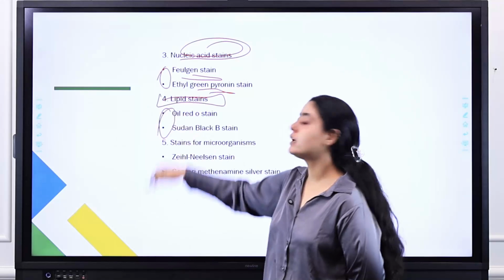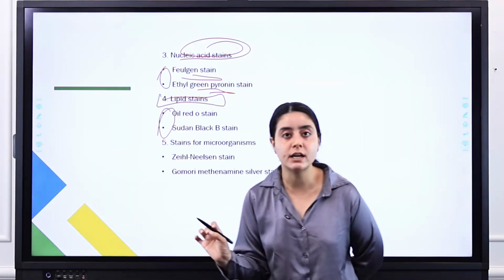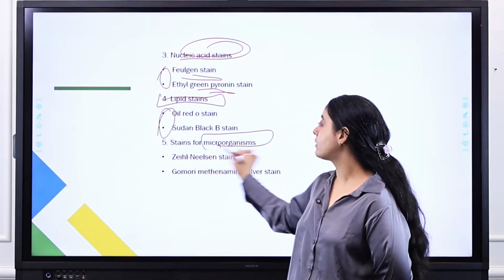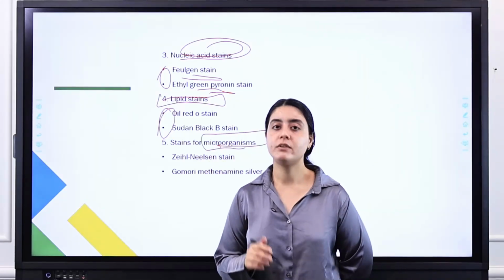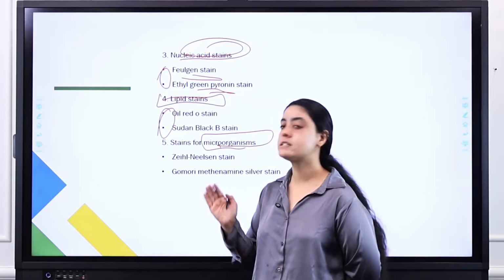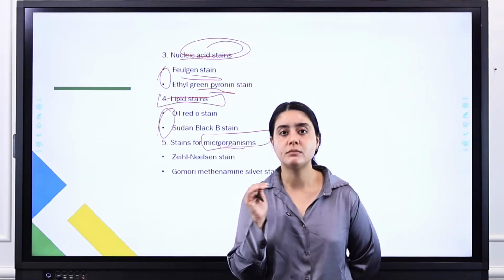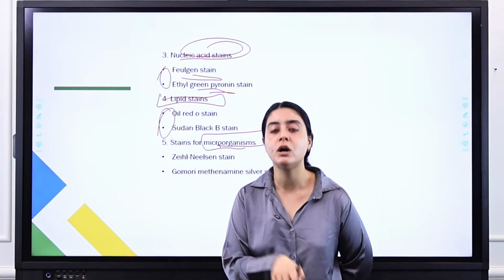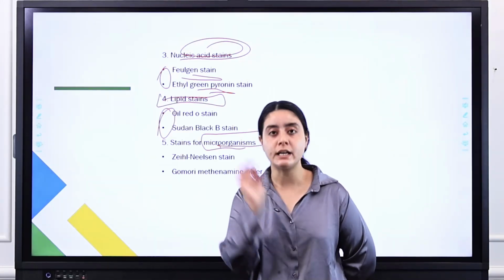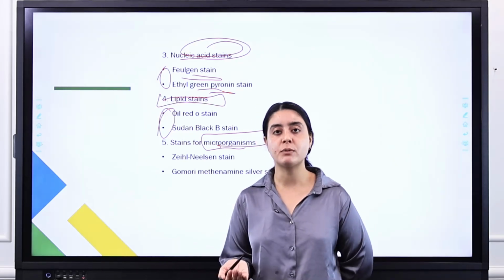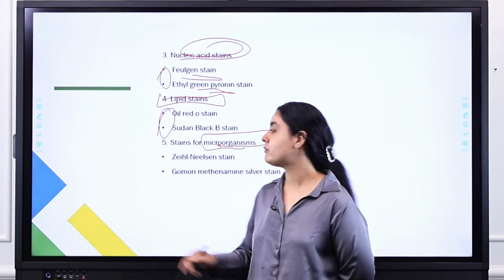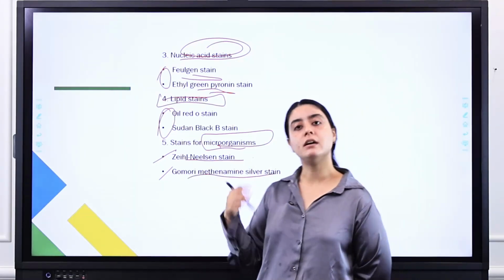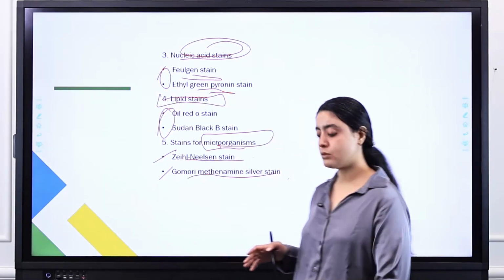So for that we have two types of stain, Oil Red O stain and Sudan Black B stain. Then we have another category, stains for microorganisms. There is no boundary that we have to perform stains for microorganisms only in the microbiology sections. No, because microorganisms can be present in any site of our body. Microorganisms can be present in our tissues also, so we have to perform it here also. So ZN stain and Gomori methenamine silver stain, we will discuss in detail also.